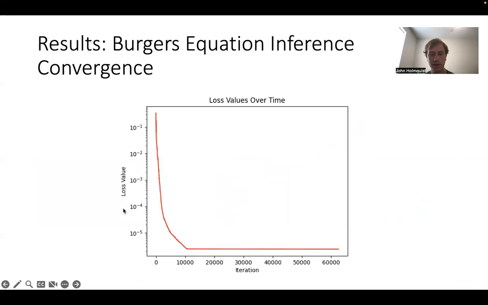So here's the loss values over time. For inference, I'm just using L-BFGS, and it's a pretty smooth curve. It just generally tracks downward and eventually gets minimized really well.